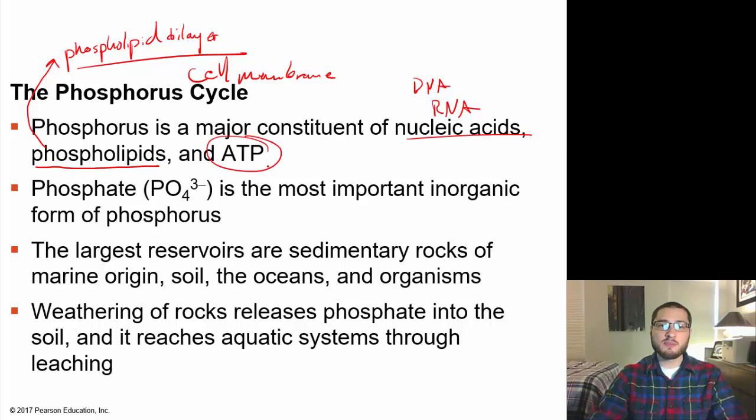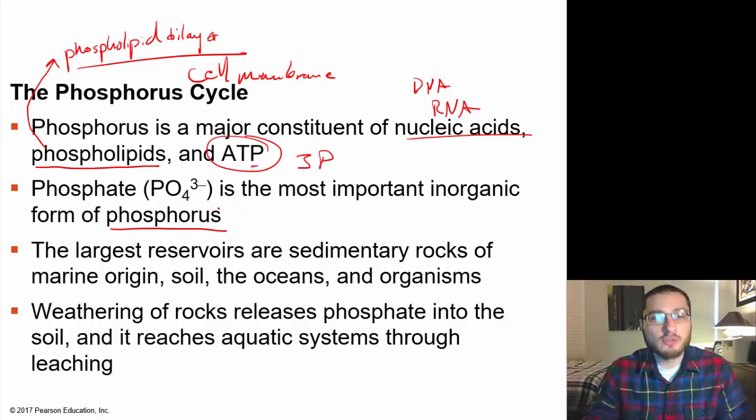Okay, and then also ATP, right? What's the P in ATP? Well, triphosphate, 3 phosphates, right? So phosphate, or PO43, is the most important inorganic form of phosphorus. So that's where we need phosphorus.